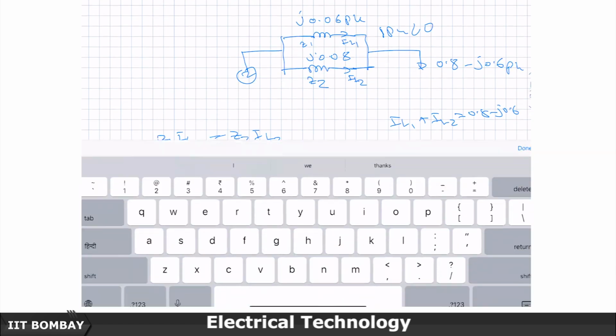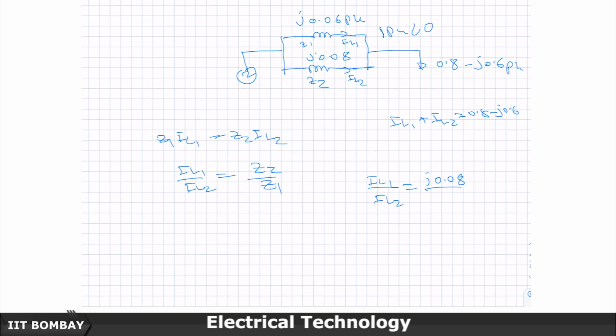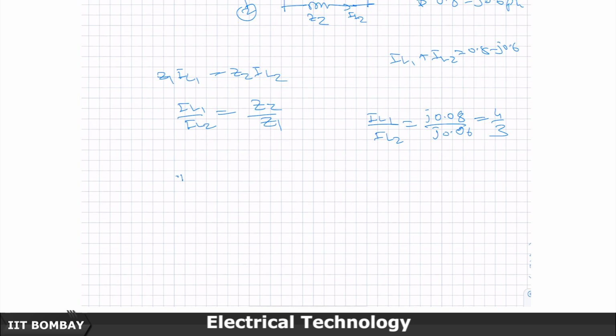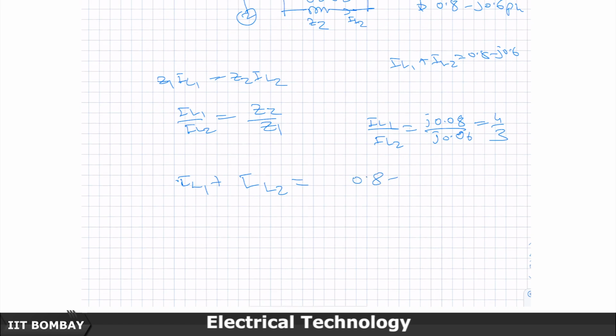So, 0.08 by 0.06, which is 4 by 3 of IL2. Now IL1 plus IL2 has to be equal to 0.8 minus j0.6. IL1 is 4 by 3 of IL2, so 4 by 3 plus 1 times IL2 is 0.8 minus j0.6.